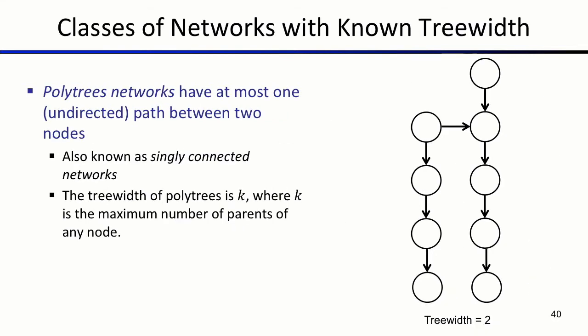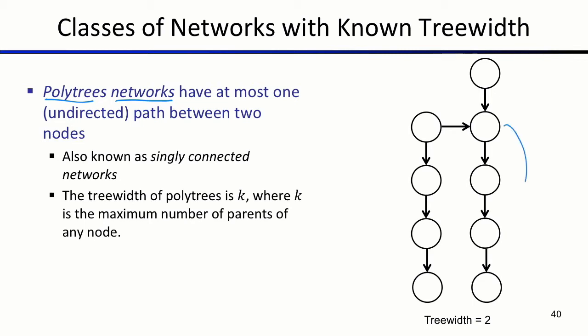So it's interesting to try to identify some classes of networks where we can easily compute the tree width. And one of those classes is called the polytree networks. The polytree networks are defined as the networks where we have at most one indirect path between every two nodes in the network. So when we do this, we are eliminating possible loops in the network.